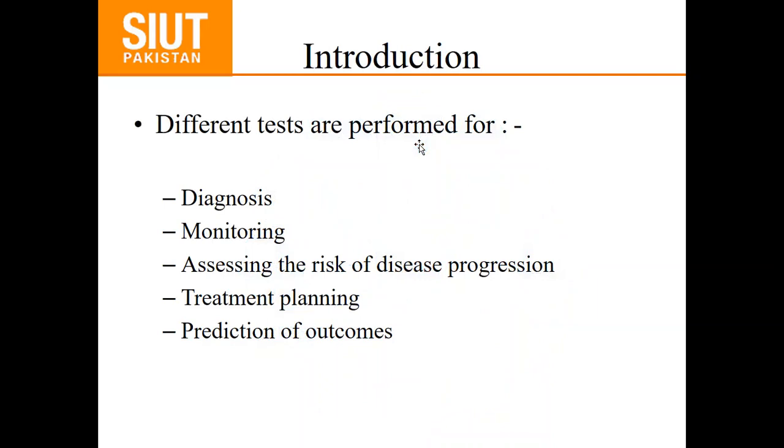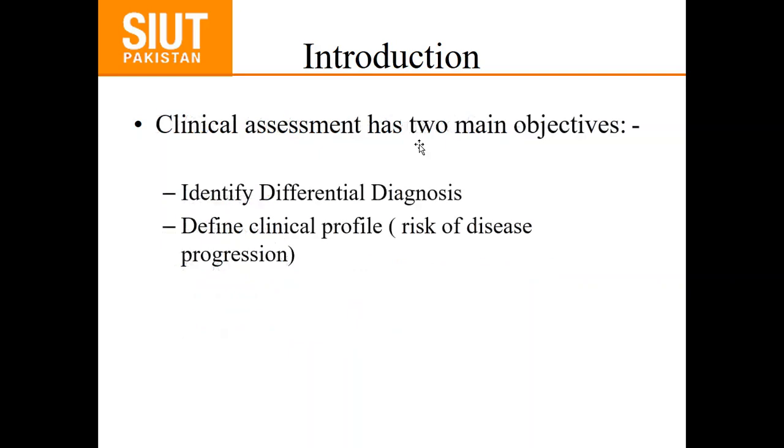So for evaluation of lower urinary tract symptoms in males, there are different tests that are performed, and the aim is to diagnose, monitor, assess the risk of disease progression or risk stratification, to plan treatment and to predict outcomes. Clinical assessment has two main objectives: identify the differential diagnosis and define the clinical profile.